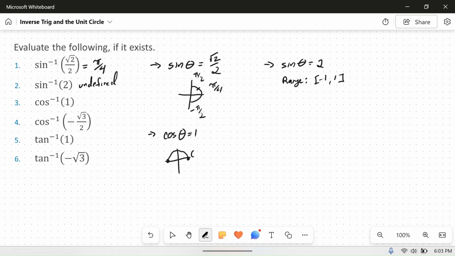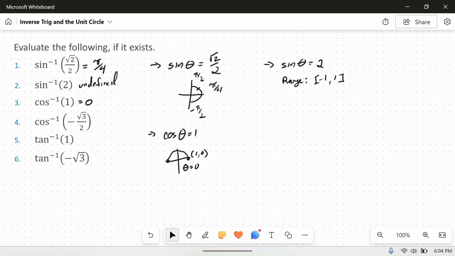And remember, cosine is the x-coordinate, so that would be the coordinate (1, 0) on the x-axis. And that corresponds to theta equal to 0. And the domain, again, that we needed for inverse cosine was 0 to pi. 0 is included. So that means that the inverse cosine of 1 is going to equal 0.